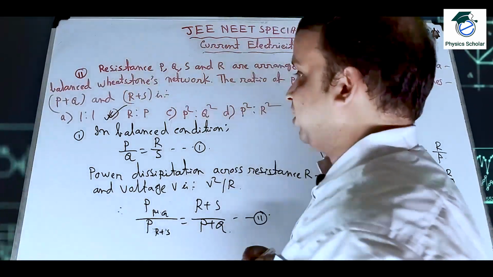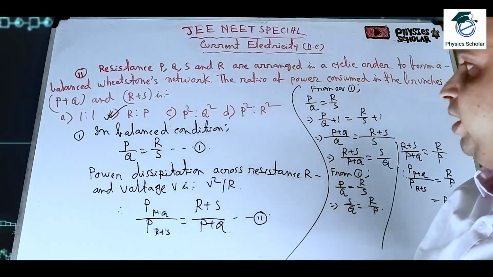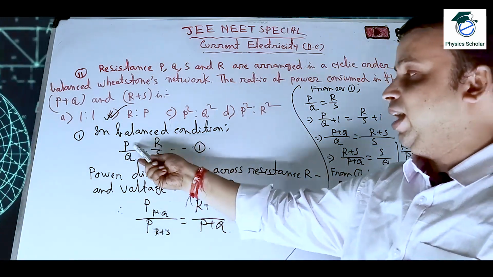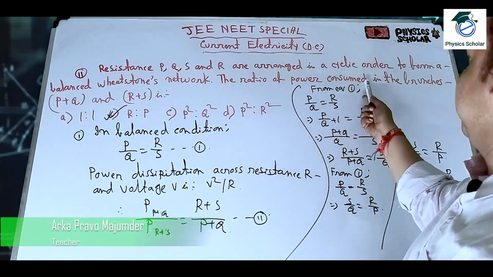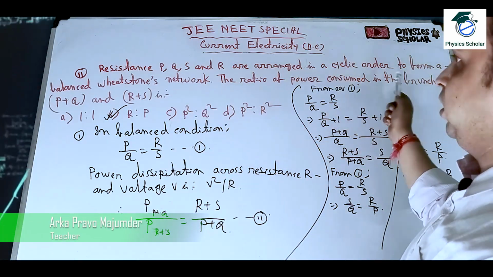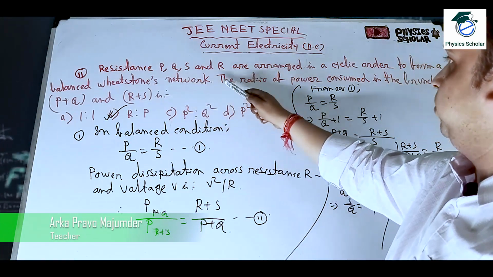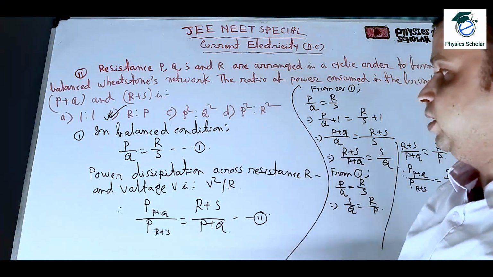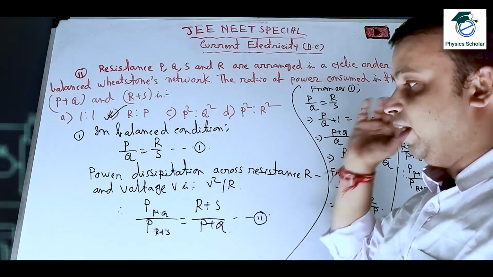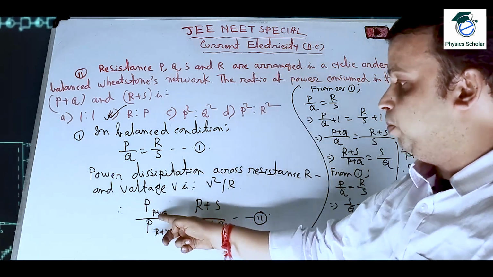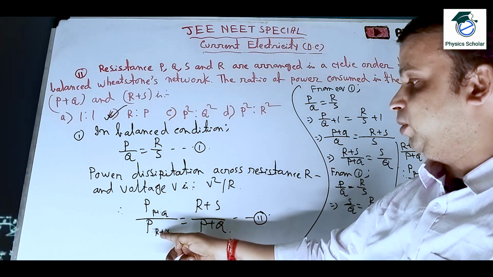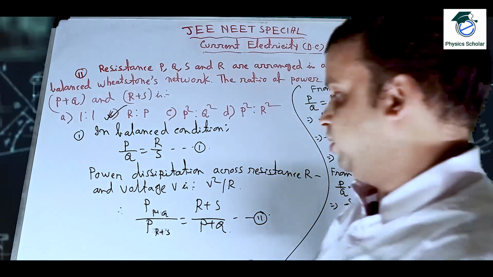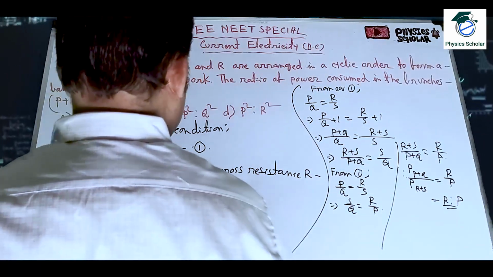I am explaining it once again. How have I done it? See, in the balance condition, what we know? P by Q is equal to R by S. These are the power consumed in the branches of the Wheatstone network. Now power dissipation is V square by R. So the summation of power in P plus Q divided by power in R plus S is equal to R plus S by P plus Q. This is the formula.